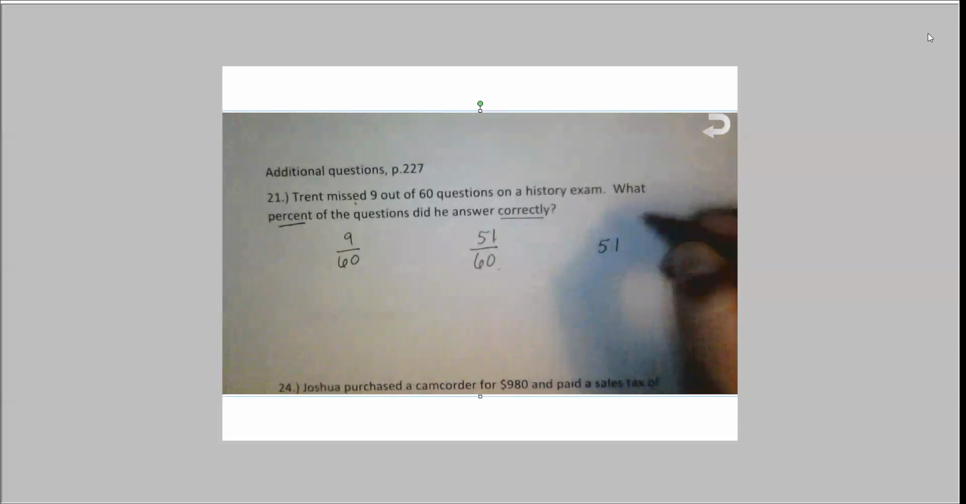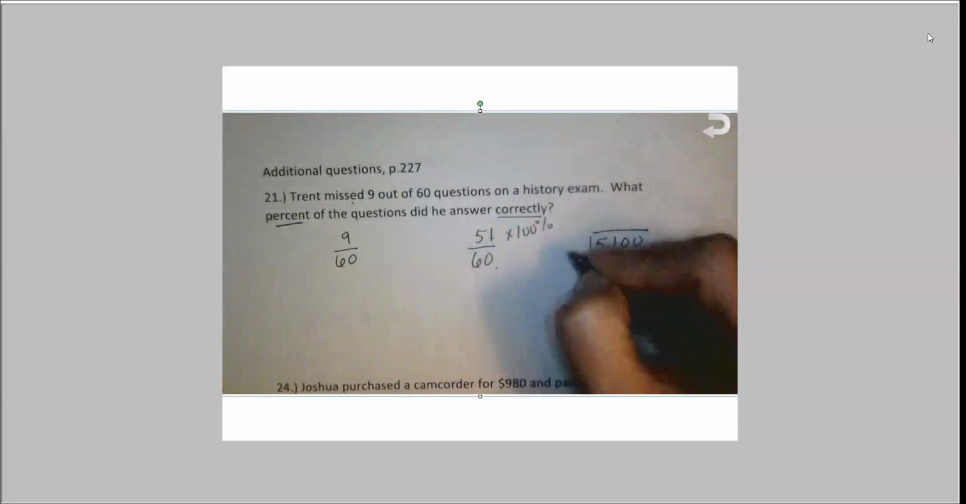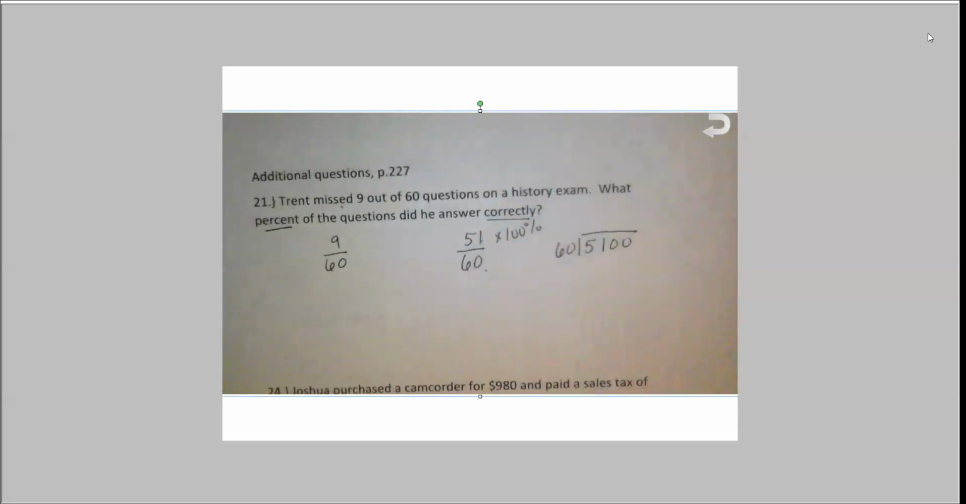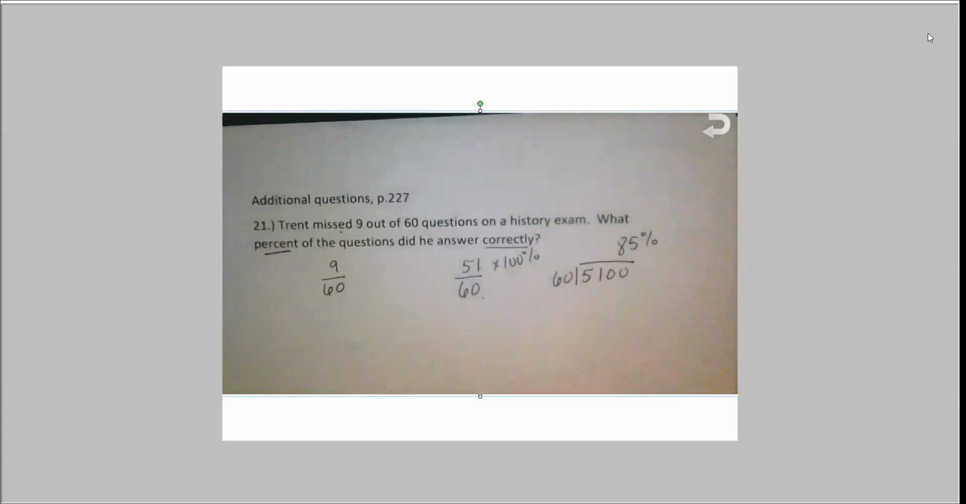So to convert this to a percent, I'm going to multiply that times 100%. So that's 5,100 divided by 60. I'm going to just bring up my calculator right here. So, 5,100 divided by 60. And that gives me 85%. So that's going to be my answer for this problem. So pay attention. I know you're going to have a question very similar to this week on your apply assignment. It's telling me how many he missed, but I've got to calculate how many he got right and then give that answer as a percentage.